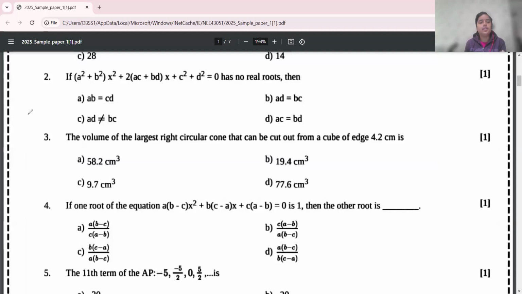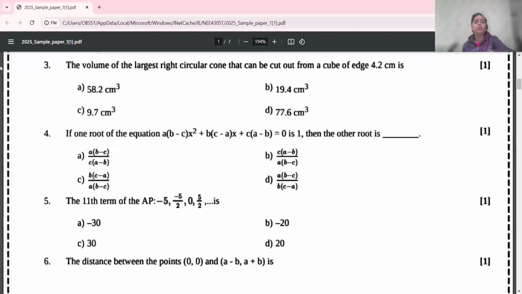Moving to the next question, it says that the volume of the largest right circular cone that can be cut out from a cube of edge 4.2 centimeter is. Now, for the volume of a cone, we need two things, the radius and the height. Considering that this has been cut from a cube, the height is going to be the edge or the side of the cube, which is 4.2 centimeter, because we have cut the largest possible one. So we're going to keep the height the maximum we can. And as for the radius, it becomes half of the side of the cube, and thus it becomes 2.1 centimeter.